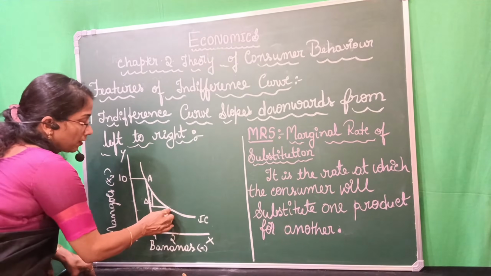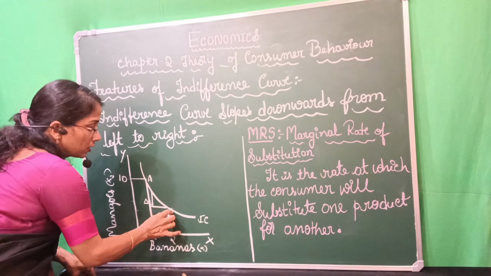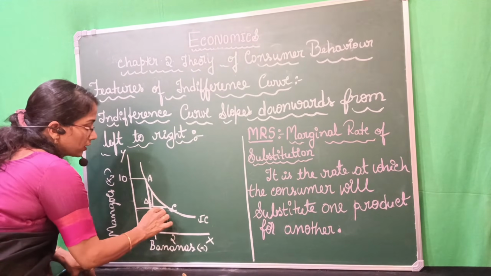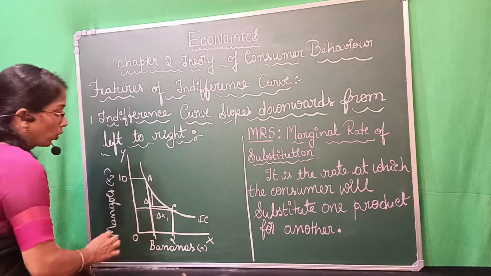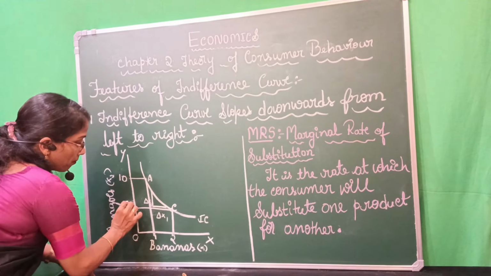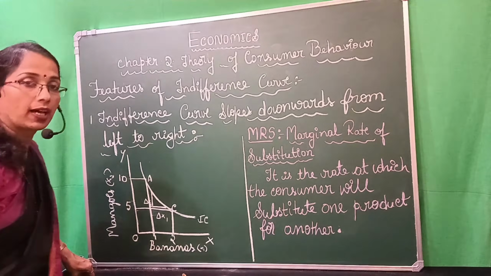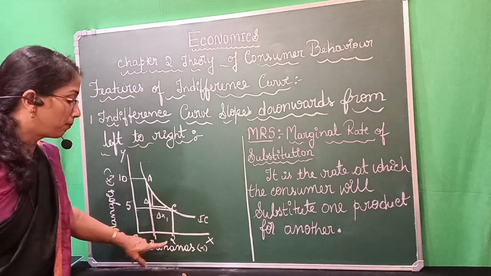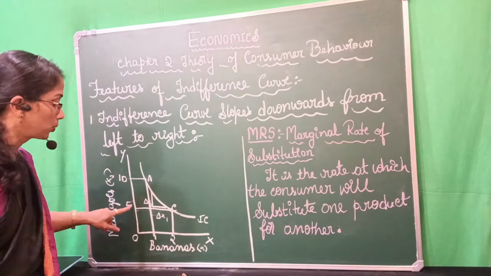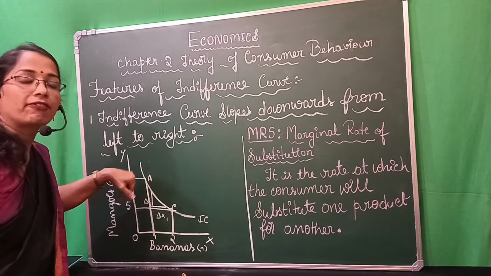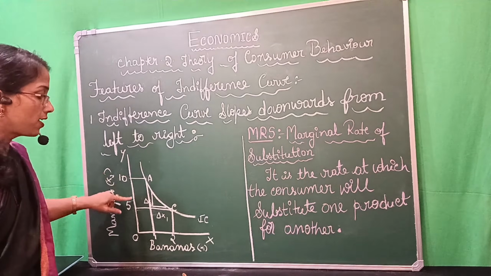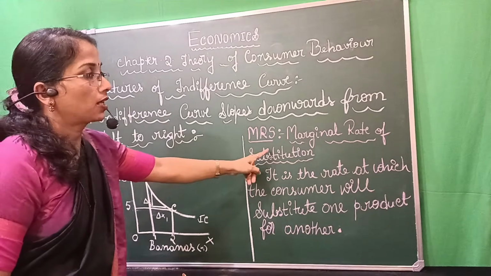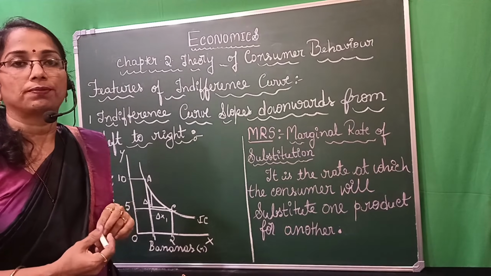Suppose, imagine that the consumer wants to be at this particular point, point C. So what does point C show? Point C shows 5 mangoes and 2 bananas. That means in order to have one extra banana, the consumer has to reduce or sacrifice or forgo 5 mangoes. That rate is called marginal rate of substitution.